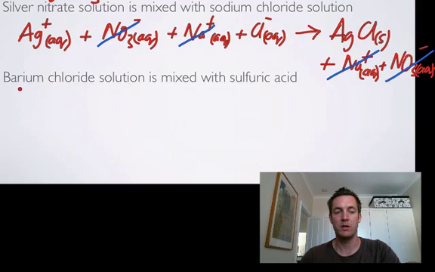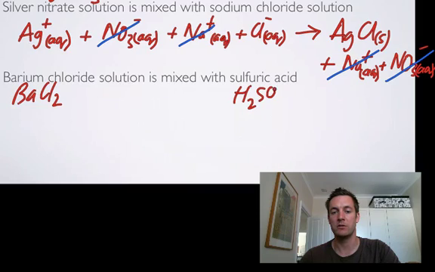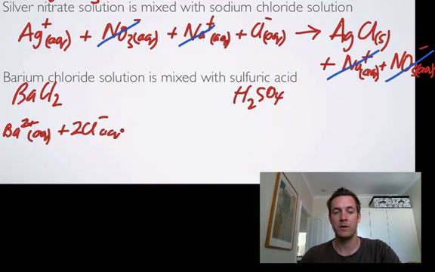Okay, barium chloride, so that's BaCl2, mixed with sulfuric acid, H2SO4. Let's write down the ions that are involved here. That's a solution. All acids are solutions in water, as far as we're concerned. Okay, so we've got Ba2+ ions. They're aqueous. We've got 2 chloride ions, 2Cl-, aq.